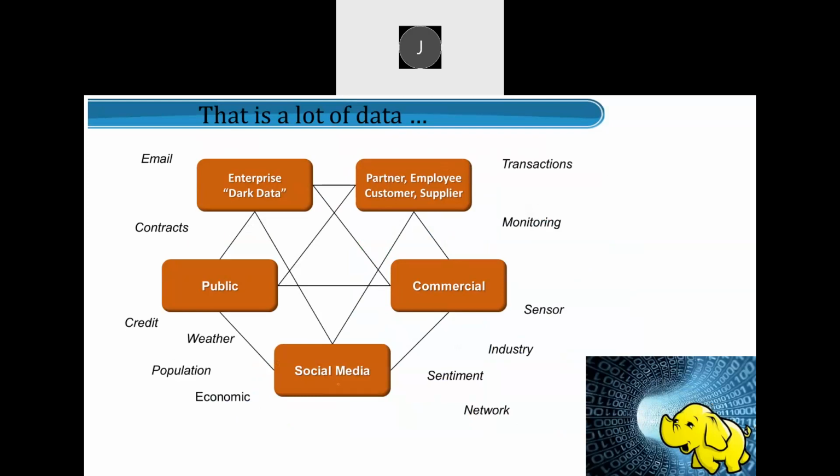They have listed them out here: social media, commercial, public sectors, weather reports, population. As population increases, data also increases. Then emails which we send, transactions, monitoring, and sensors all generate huge amounts of data.